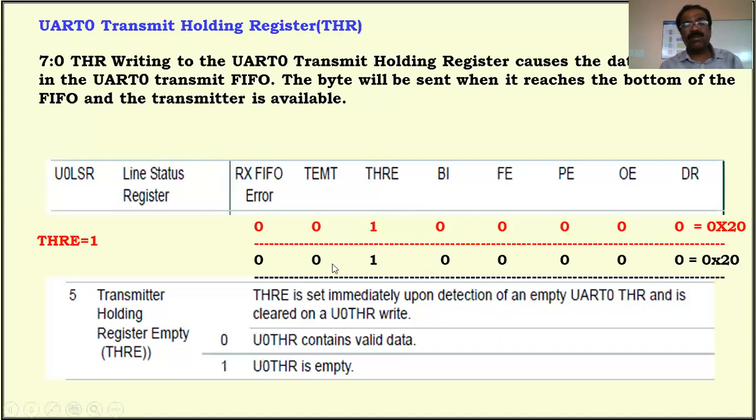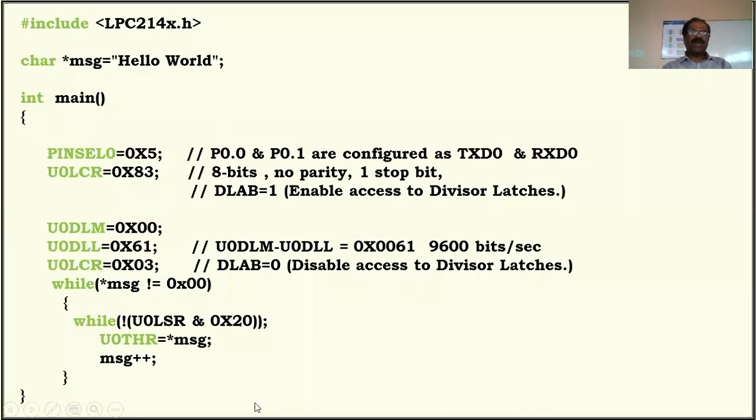So this is a very important step. Before transmitting any new character, or before writing any character into THR, first we have to check the status of the THRE bit. It's a part of the line status register. How to check? This is the logic. Now I'm going to explain the complete program.